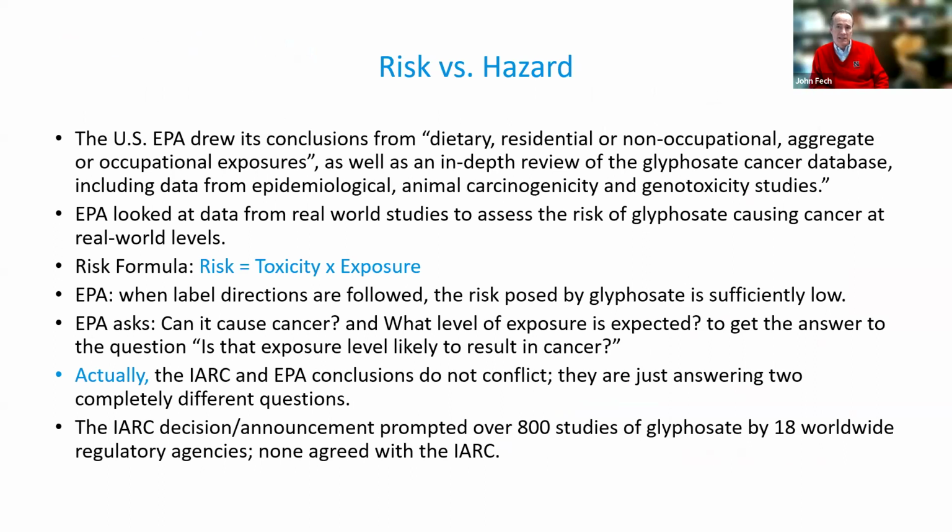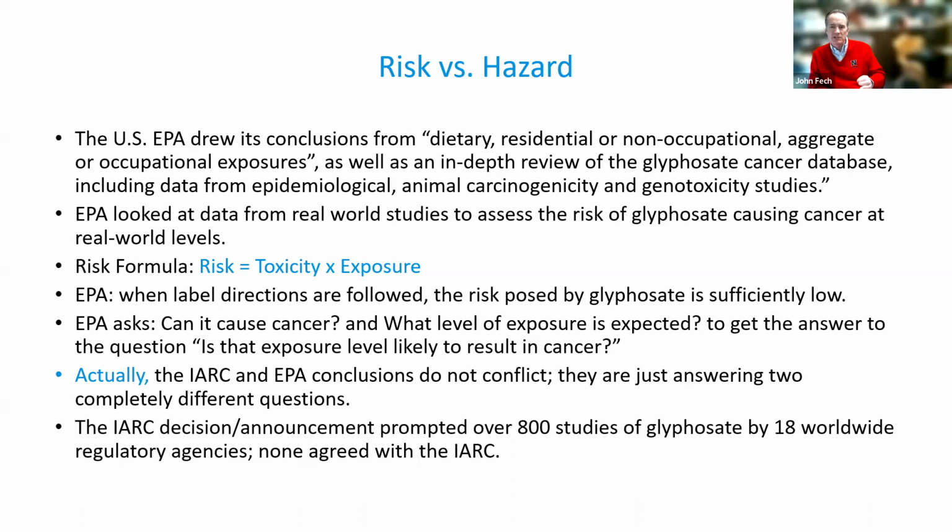On the other hand, the US EPA drew its conclusions from actual data: dietary, residential, non-occupational, aggregate, or occupational exposures, as well as an in-depth review of the glyphosate cancer database, including data from epidemiological, animal carcinogenicity, and genotoxicity studies. So they looked at real-world studies, and in their mind, they're always thinking about the risk formula. Risk equals toxicity times exposure, as opposed to the IARC, which simply looks at toxicity.